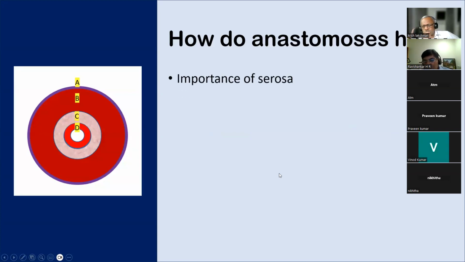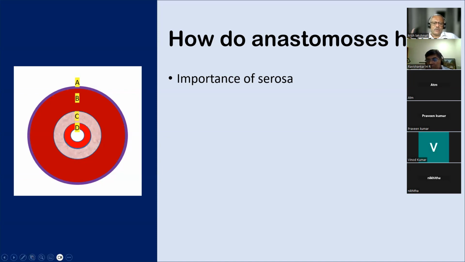Sir, serosa is one of the main things required for healing, because what I read is that the esophagus and the rectum, which have no serosa, have much higher chances of leak. When you say it's one of the important, you're partially correct. What is it important for? Strength, sir? No, mistake. It is important for sealing the anastomosis.